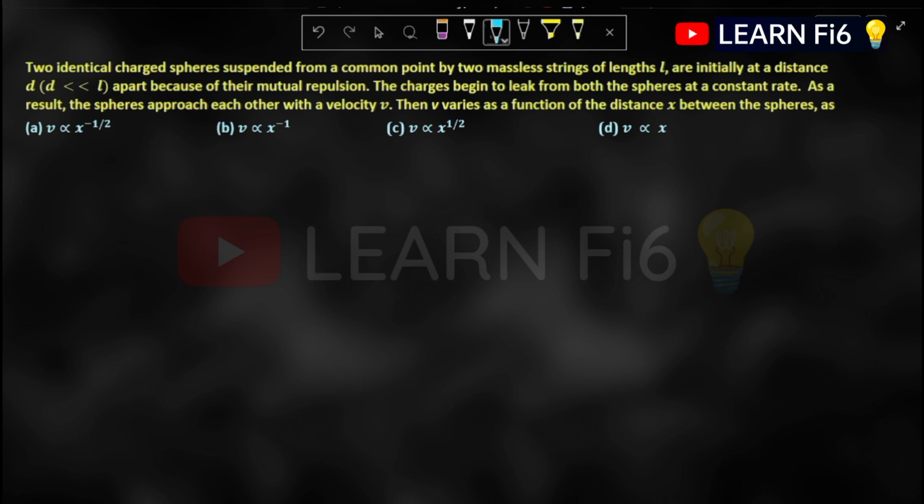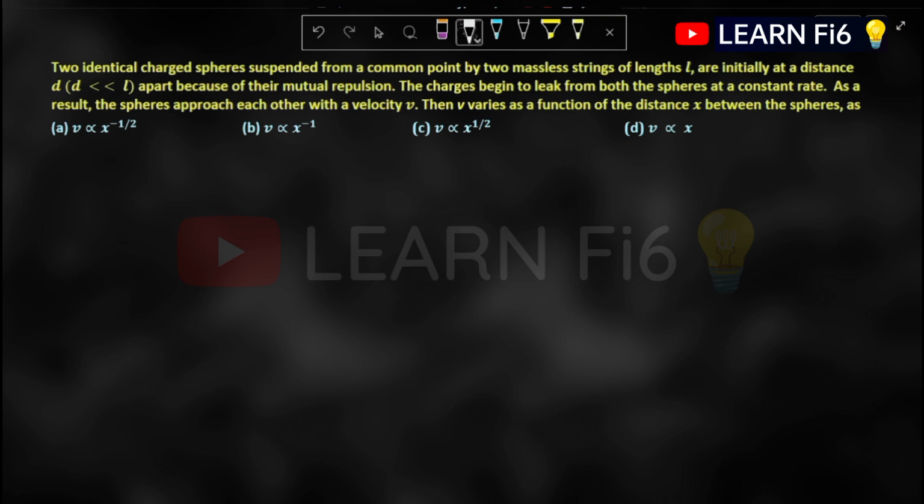Two identical charged spheres suspended from a common point by two massless strings of length L are initially at a distance d apart because of their mutual repulsion. As per the statement, the mass of the string is neglected, that is why they have given it as a massless string.